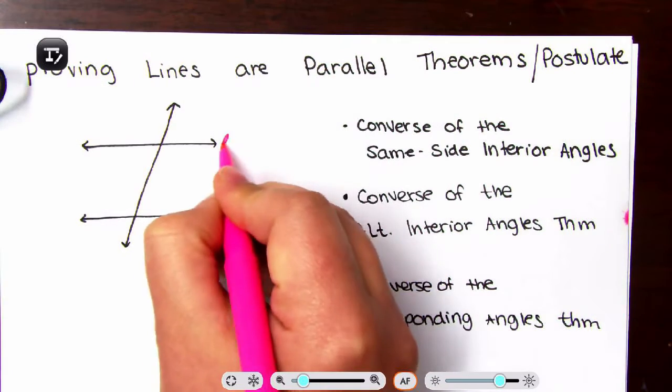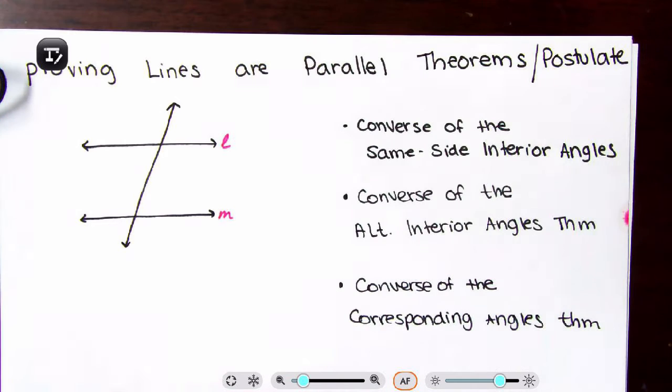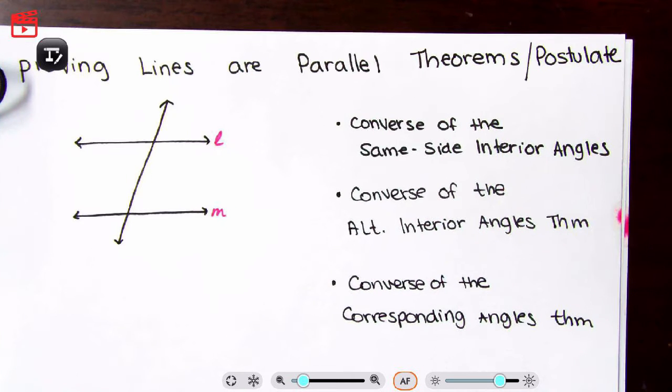Usually you'll see a line L and a line M, and they say, how do you know? Prove that line L is parallel to line M. So these are your three theorems that you're going to need. You're going to need the same side interior angles, so same side inside angles. You're going to need the alternate interior angles theorem, and you're also going to need the corresponding angles theorem.